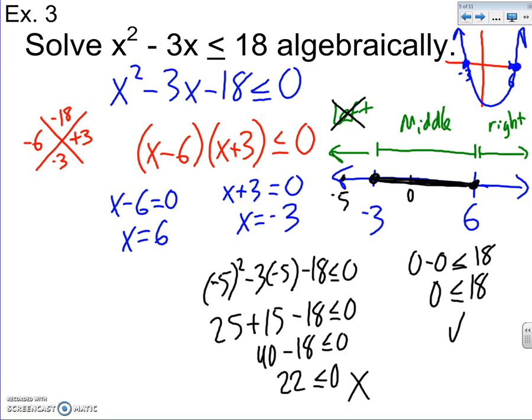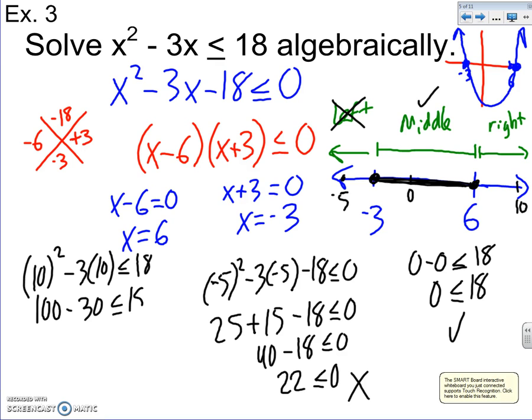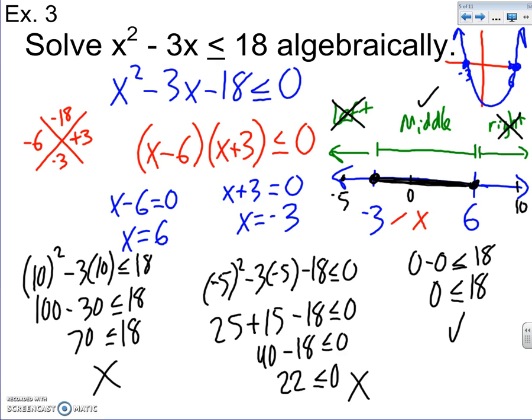And these are closed. And the last one, try something on the right of 6. I'll pick 10. It's easy to use. So I plug it into the original problem. 10 squared minus 3 times 10 should be less than or equal to 18. Well, that is 100 minus 30 should be less than or equal to 18. That is 70 less than or equal to 18. That is false, so I do not shade the right area. So only this middle part's the answer. So I'll say x is between negative 3 and 6, and it is closed.